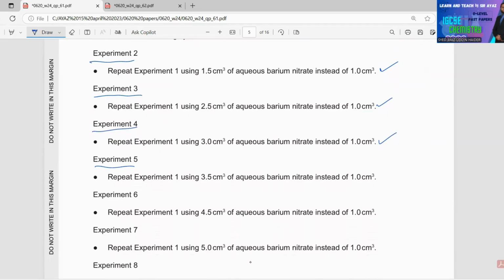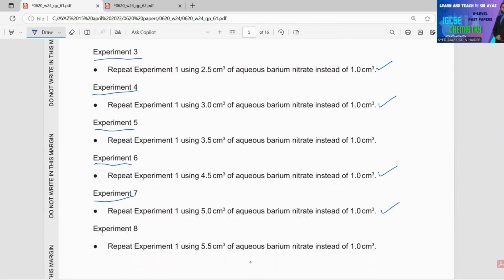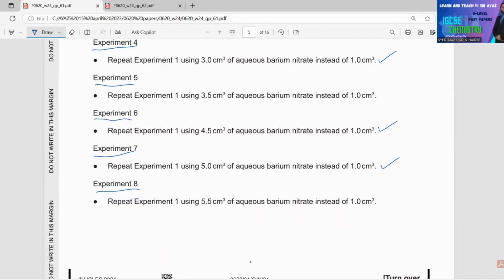Experiment 5. Repeat experiment 1 using 3.5 cm³ of aqueous barium nitrate instead of 1 cm³. This time they used 3.5 cm³. Experiment 6. Repeat experiment 1 using 4.5 cm³ of aqueous barium nitrate instead of 1 cm³. Experiment 7. Repeat experiment 1 using 5 cm³ of aqueous barium nitrate instead of 1 cm³. Experiment 8. Repeat experiment 1 using 5.5 cm³ of aqueous barium nitrate instead of 1 cm³.